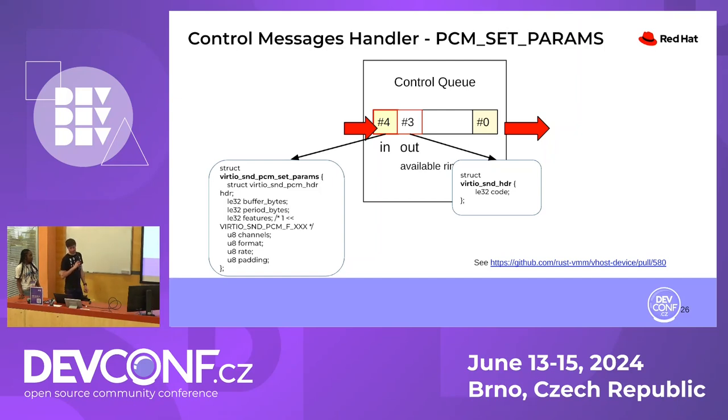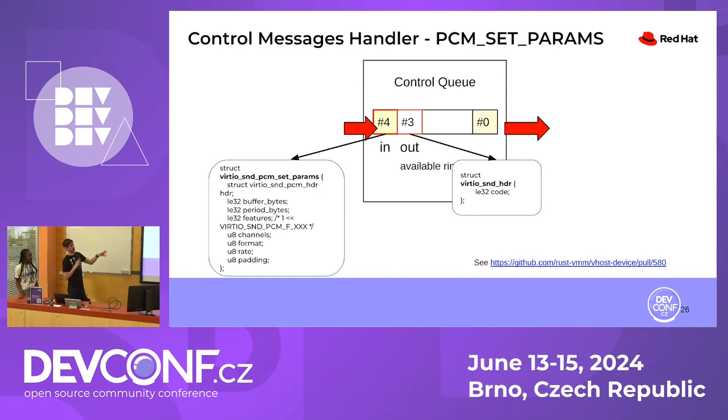In this case, for example, the virtio spec only forces the driver to enqueue write-only descriptors just after the read-only descriptors. That is the sequence that the driver has to follow. But for example, the driver may spread this structure, the virtio SND PCM set param structure, through two descriptors. It's not just one. This is a special case, let's say. Even if this is distributed in two descriptors, it's still valid based on the spec.